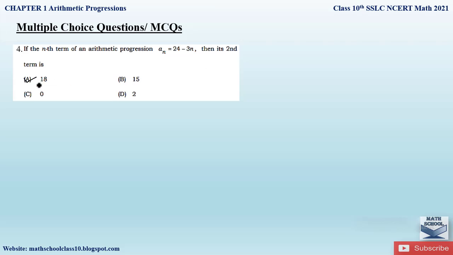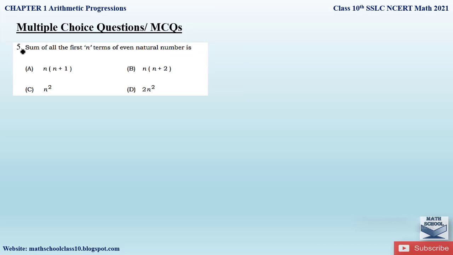Now coming to our next question. So the next question is question number 5. Sum of all the first n terms of even natural numbers. So first of all, let us write down what the even natural numbers are. So natural numbers are all the numbers, that is 1, 2, 3, 4, 5, all the numbers starting with 1 are called the natural numbers. Now out of these natural numbers, we have to only take the even natural numbers, right? We have to calculate the sum of the first n terms of even natural numbers.